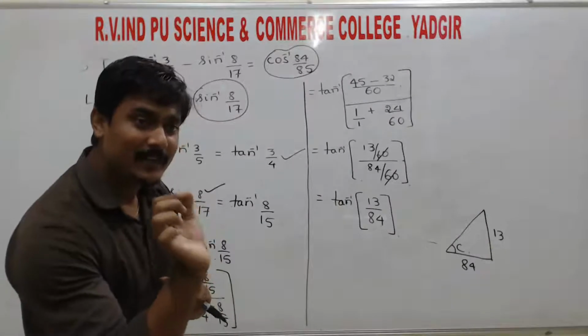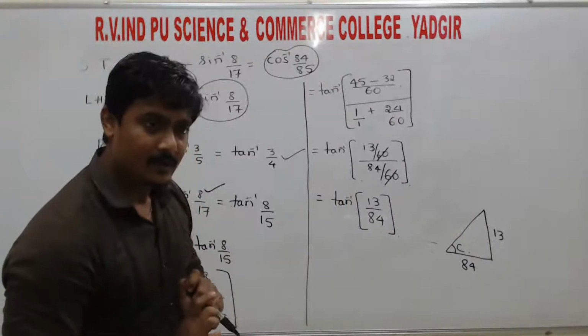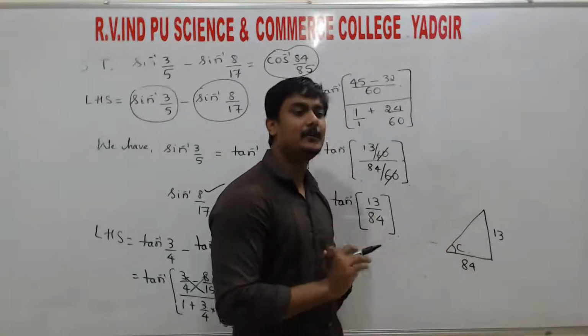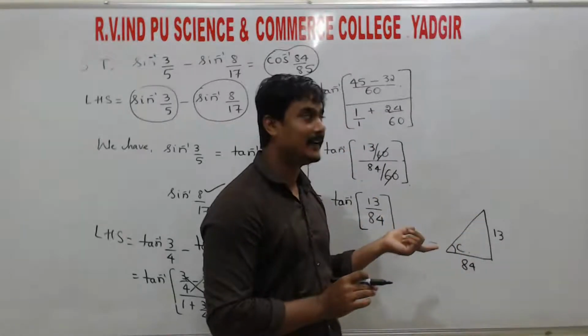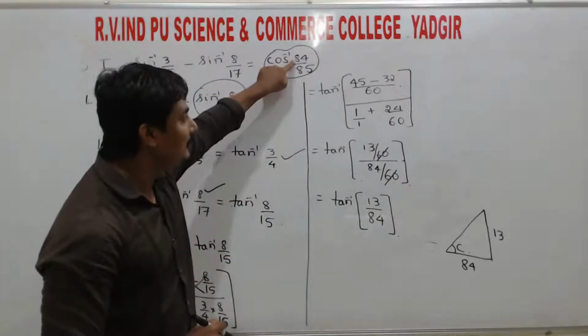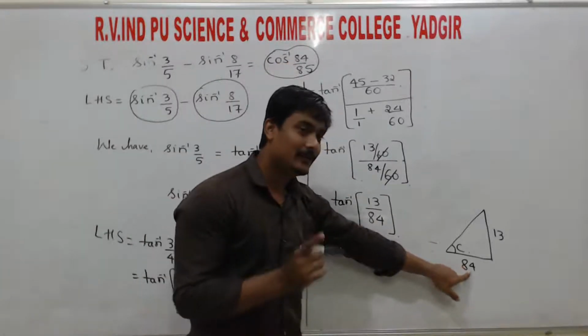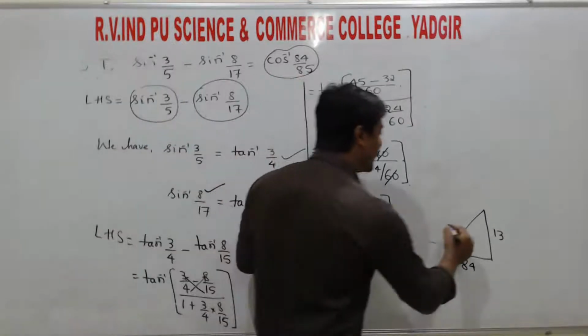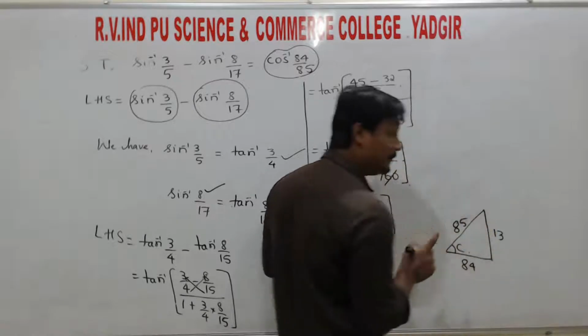And I will mention a trick here. Don't go for finding out the hypotenuse side length. Directly you can judge what the hypotenuse side length will be. Look at the answer. You are having 84 here. 84 is present. What is missing? 85. That will be the unknown side length. Okay, you can save your time like this.